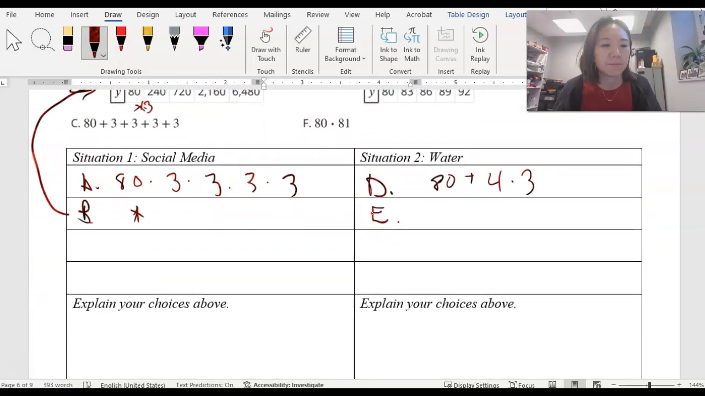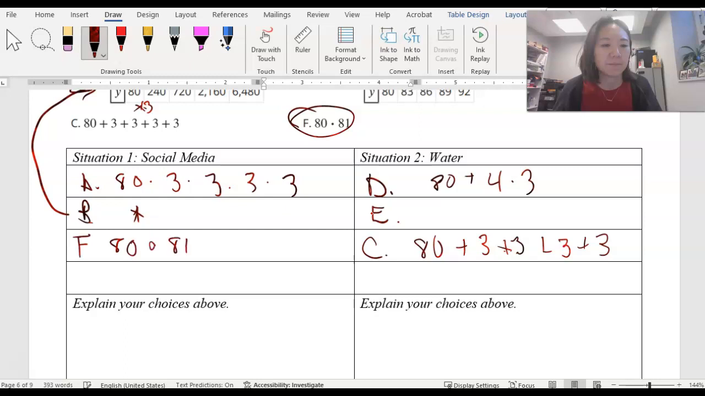And so C has 80 plus 3 plus 3 plus 3. And so this is going to be over here in situation 2 because this shows a linear function where we are adding 3 gallons of water every hour. And then this one, F, is 80 times 81 because 3 times 3 times 3 times 3, or 3 to the 4th power, is 81. So 3 to the 4th power equals 81. So this, letter F, is equivalent to letter A.